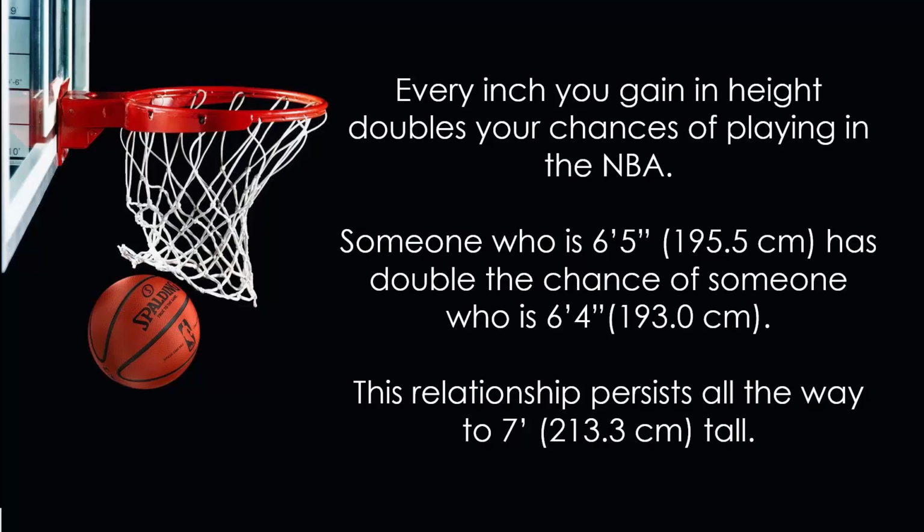This edge can be broken down a little bit further. Every inch you gain in height doubles your chances of playing in the NBA. So if you're 6'5" or 195 centimetres, you have double the chance of someone who is 6'4". And this relationship persists all the way to 7 feet tall, where it begins to break down.